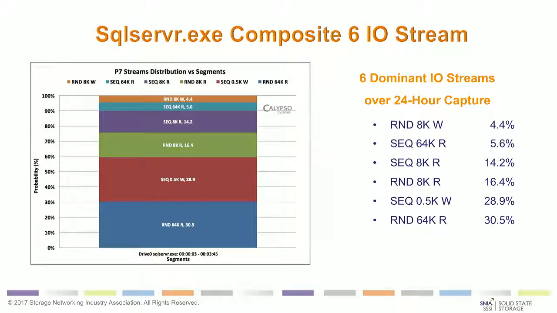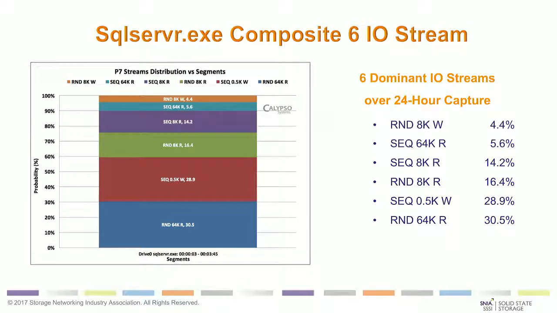Okay, so let's look at that a little more closely. Here you have 6 IO streams. You have a graphic representation on the left. You have random 8K writes, which is 4.4%. At the other end, you have random 64K reads, which is 30%. Note, sequential half-K writes are 28.9% of all the IO streams you saw.